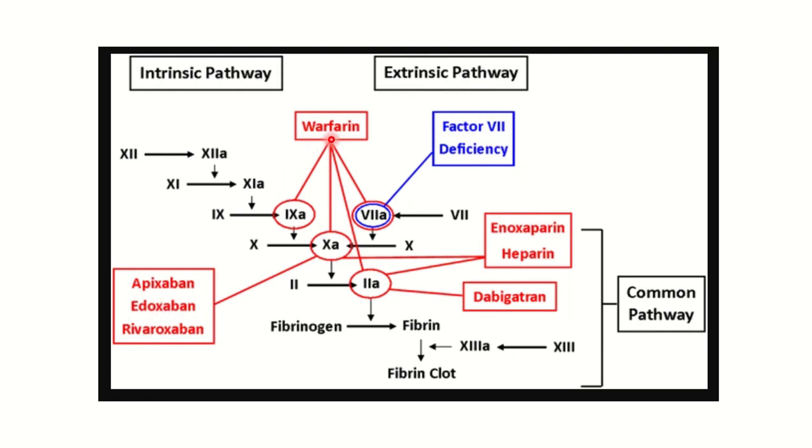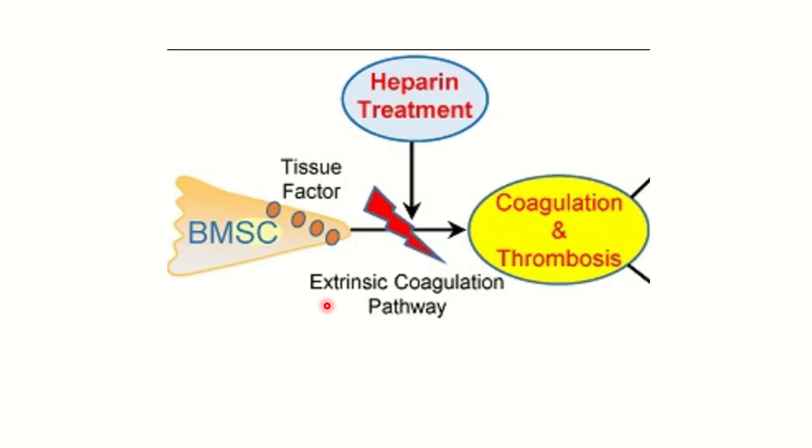On the other hand, the warfarin acts on the four factors. This is the 2, 7, 9, 10, so its side effects are relatively more than those of the newer anticoagulants. And also here we can see the enoxaparin and heparin, they act in these two pathways, which are factor 10 and factor 2. Here we can see the mechanism of function of the heparin. It acts on the extrinsic pathway. Here we can see the extrinsic pathway of coagulation, and it acts on this point, and it prevents coagulation and thrombosis.